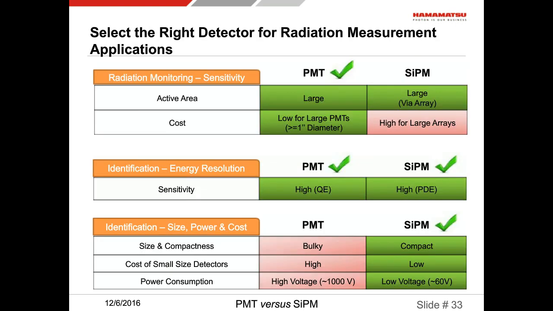Comparing the two, for radiation monitoring, we see green for PMT. So in this case, PMT is probably a better choice, again, because of its large active area and low cost as area increases. For energy resolution, we see more green, in fact, all green in case of SiPMs. High photodetection efficiency, compact, low cost, and low operating voltages.